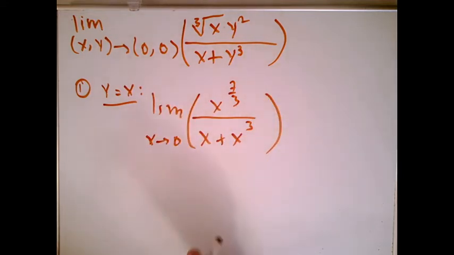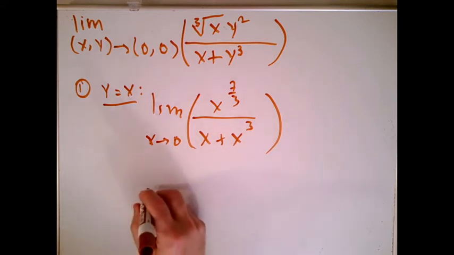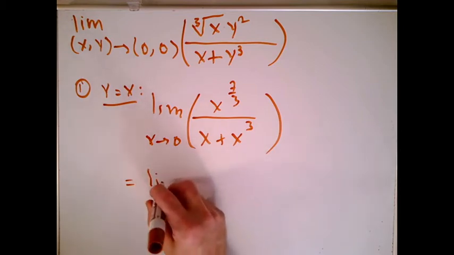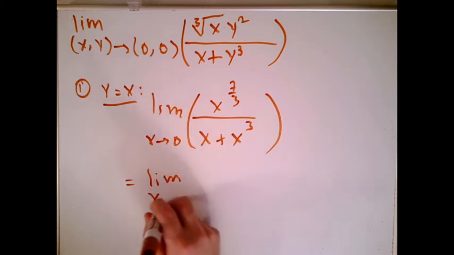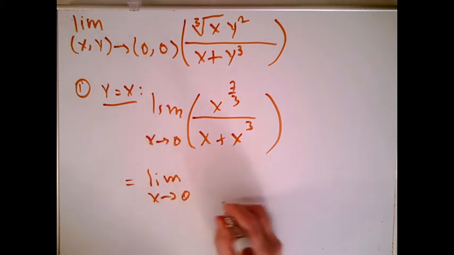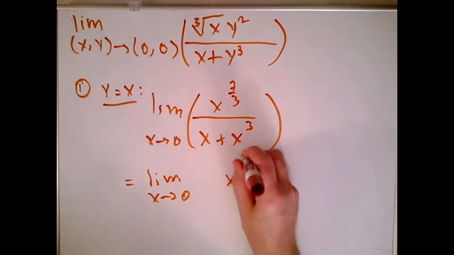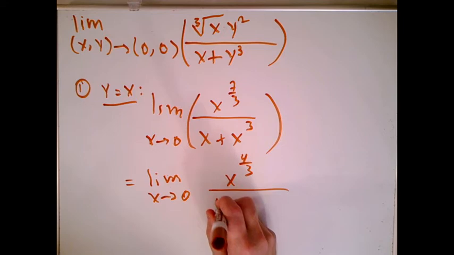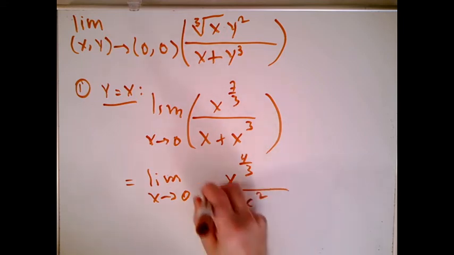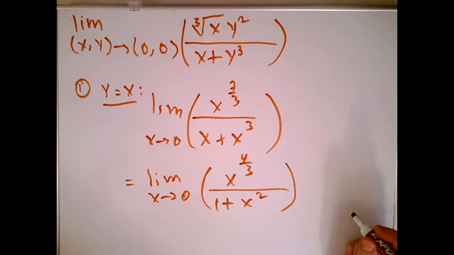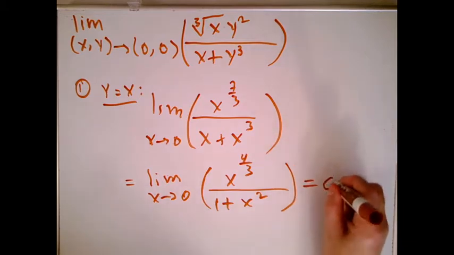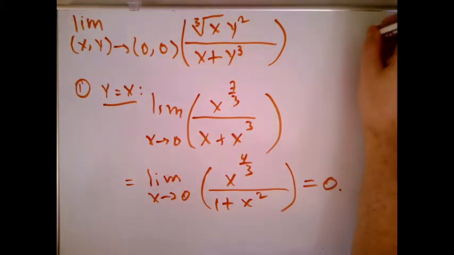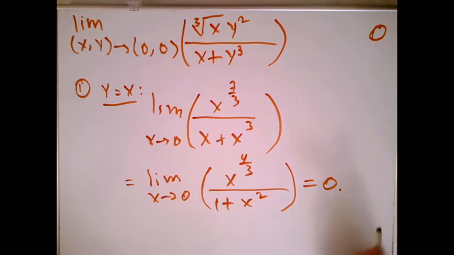I still get 0 over 0, so I want to do the Calc 1 thing, and I want to factor and cancel. I see that I can factor an x off the top and an x off the bottom and cancel. So doing that, what I'm going to get is x to the 4/3 on top, and after canceling the x on the bottom, I get 1 plus x squared. And I now can plug in, and I get sort of an anticlimactic 0. All right, so at the moment, we took one path, and we got one answer, 0. Let's pick a different path.